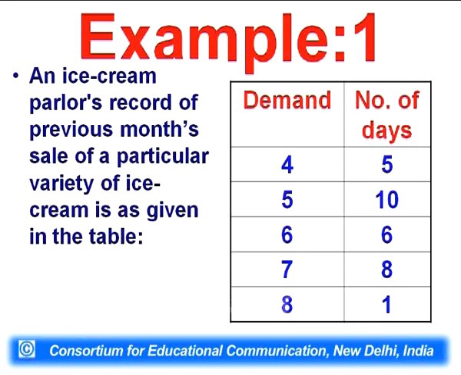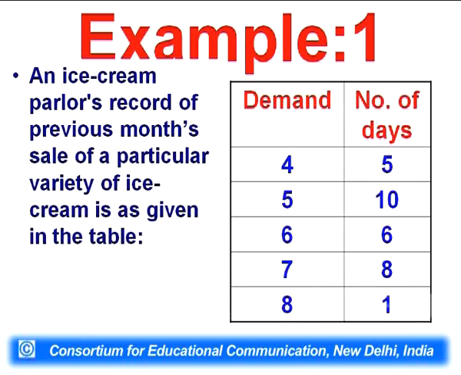So one has to understand this table. 4 bricks were sold on 5 days, 5 bricks were sold on 10 days, 6 bricks were sold on 6 days, 7 bricks were sold on 8 days, and 8 bricks only once, meaning 1 day. If we total the number of days, these are 30 days in a month. So 1 month's data is noted.